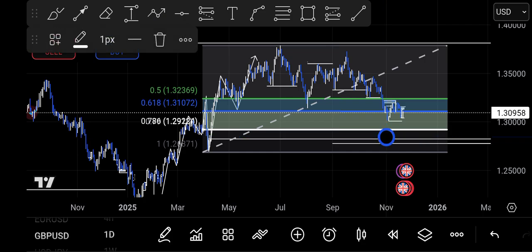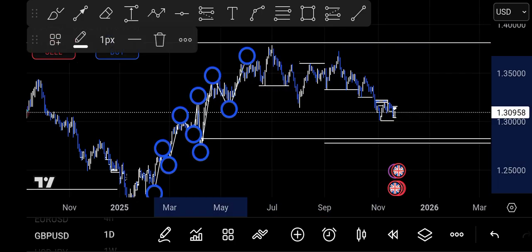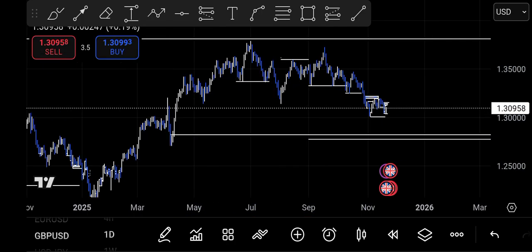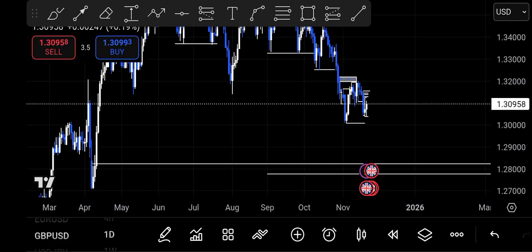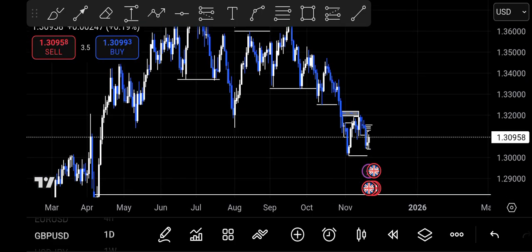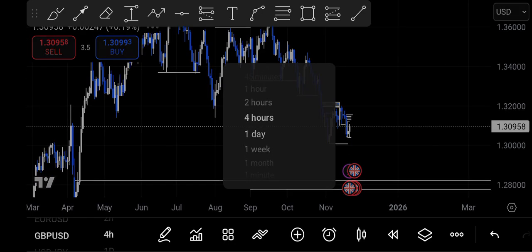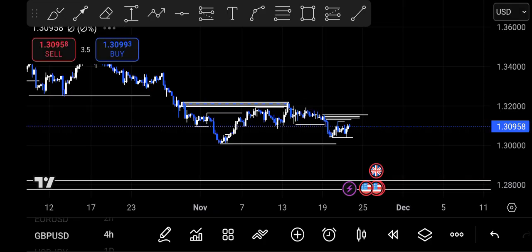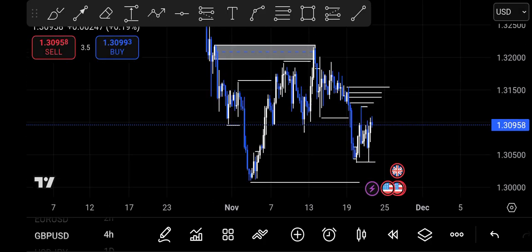So let's cancel this, and let's cancel this also. It's really complicated for us, just make our chart look good, clean and fine. So now let's switch to the 4-hour time frame. Yeah, we are here.